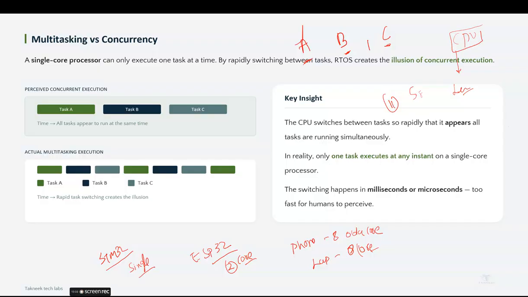One task can run on a CPU, and another task has to wait for task 1 to complete. So if task A is running, it will store its resources, whatever resources it is using, and then task B comes, and then task C, and then again task A, task B, and task C. So this is called multitasking, as I said. But if all tasks are running simultaneously, like together, 1, 2, and 3, this is called concurrency.